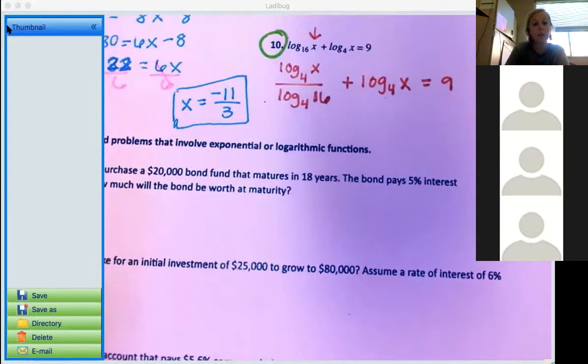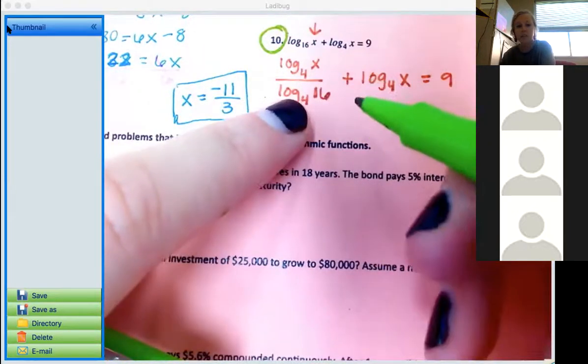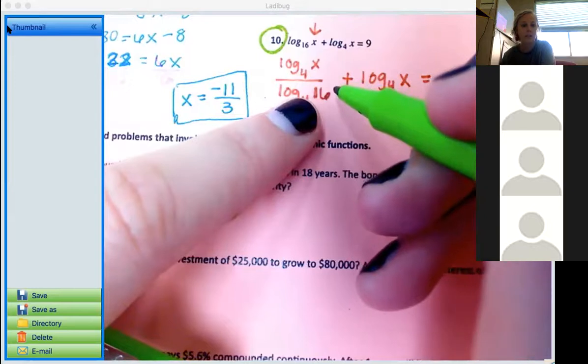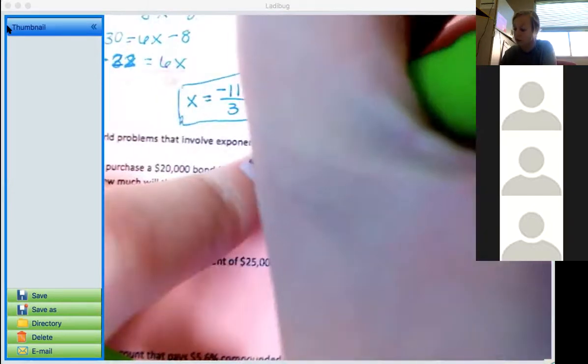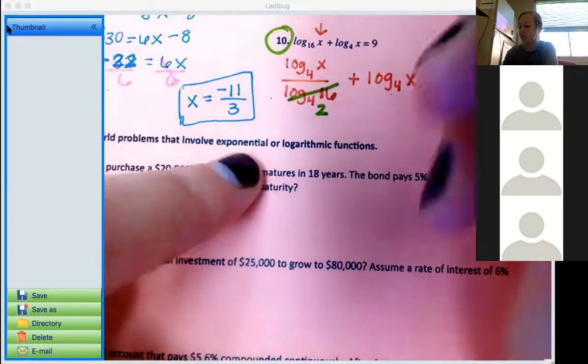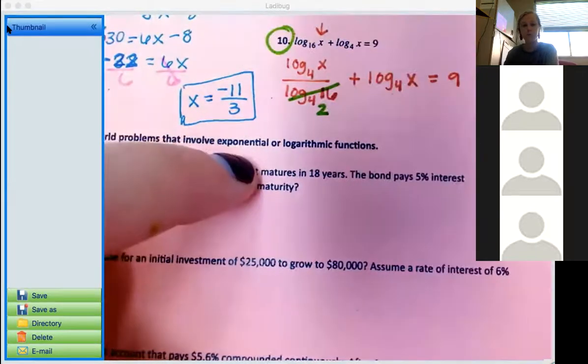So if you do this correctly, it should always work out really nice, because what is log base 4 of 16? 4 to the what gives me 16? The 2. Good. So this is just 2 down here. So this is just log base 4 of x over 2.